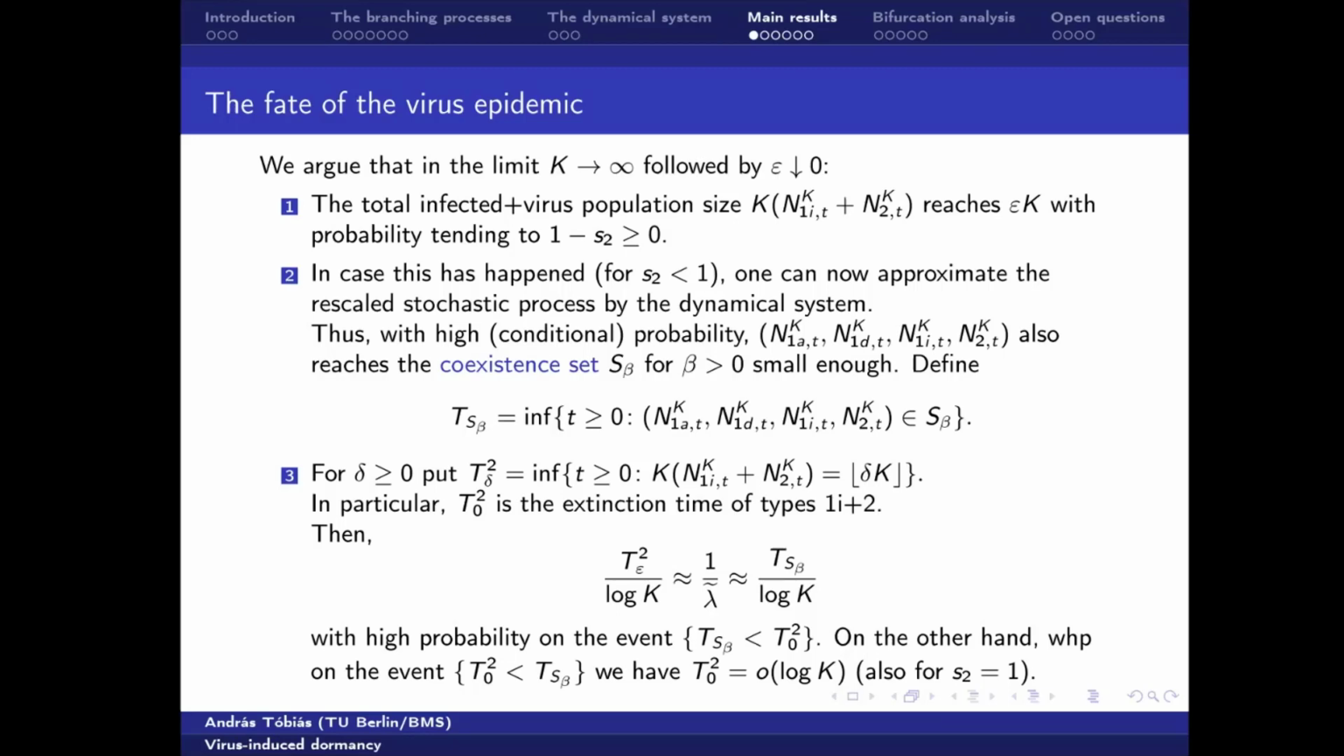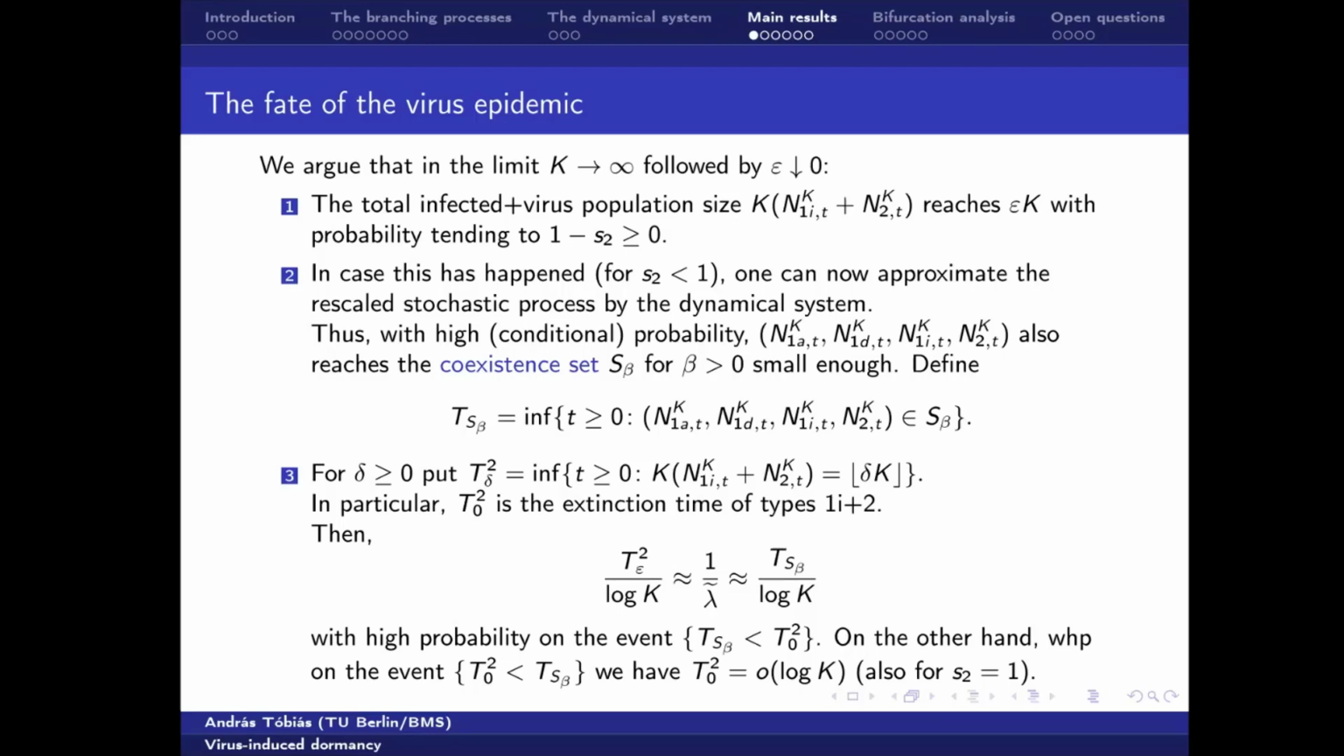Now we can approximate the rescaled stochastic process by the dynamical system. And then with high conditional probability, this rescaled stochastic process also reaches the set S beta for beta greater than 0 small enough. Then we define T beta as the stopping time when you reach the set S beta. And we also define T delta 2, the first time when the infected plus dormant population reaches the integer part of delta K. In particular, T02 is the extinction time of types 1I plus 2, so basically the time of the extinction of the epidemic. And then we want to show that for small epsilon at least, T epsilon 2 divided by log K behaves like 1 over lambda tilde, where lambda tilde was this Lyapunov exponent of the branching process.